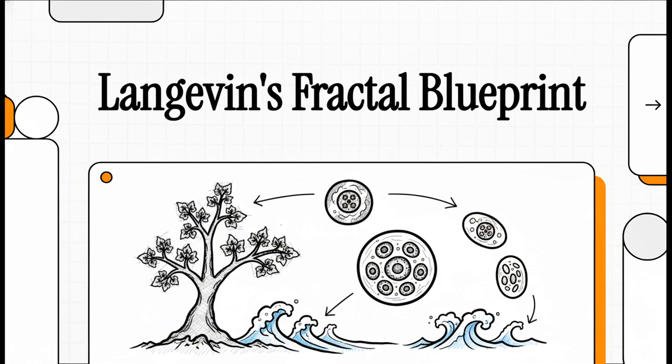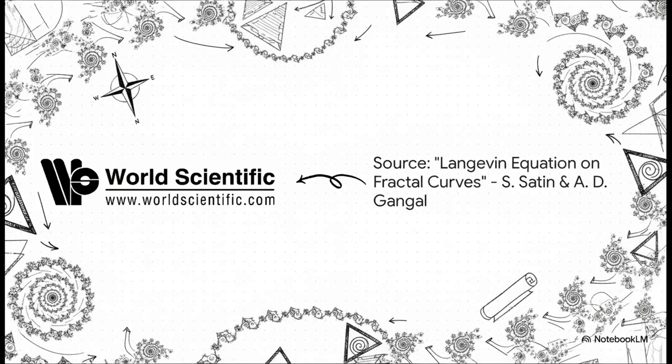We're going to explore a brand new way to understand them. And our guide for all of this is a fascinating scientific paper by S. Satin and A.D. Gangle. What they've done is pretty amazing. They've essentially created a new blueprint, a whole fresh set of tools to help us finally get a handle on how things move around in these incredibly intricate spaces.